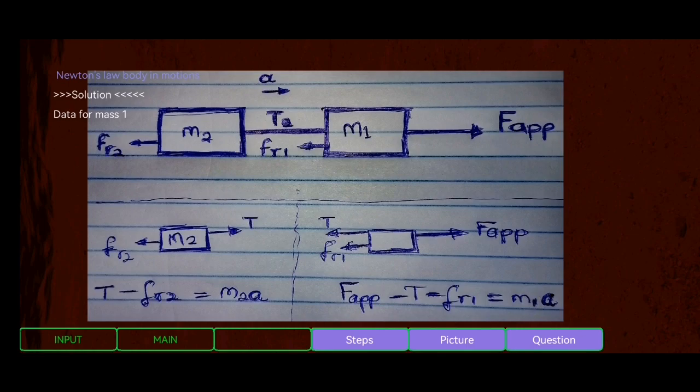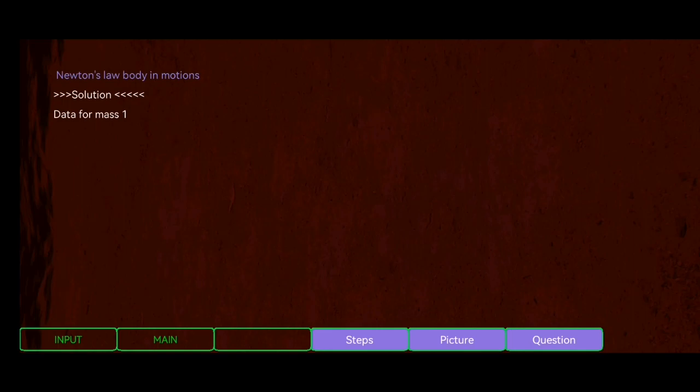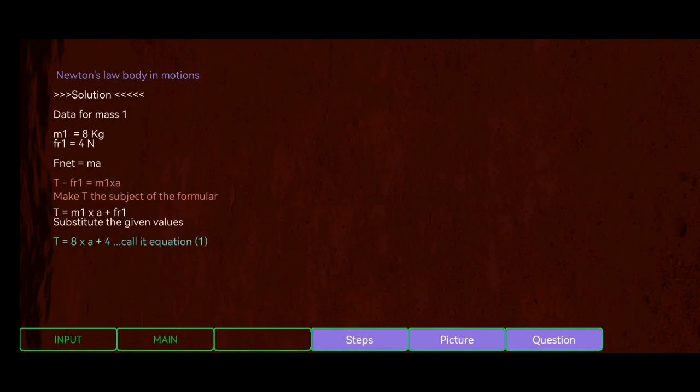This is what we call F net. So we are looking at mass one. For mass one, we have this force and this frictional force. F net means all the forces that act on that object. So we have two forces, the tension and the frictional force. They are all equal to ma, that means the mass m1 times a. And then we are going to substitute the values here, 8 and 4, and call it equation 1.